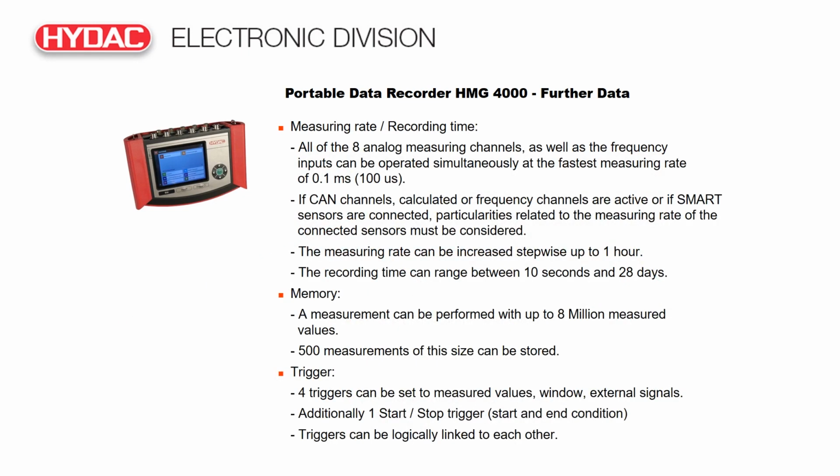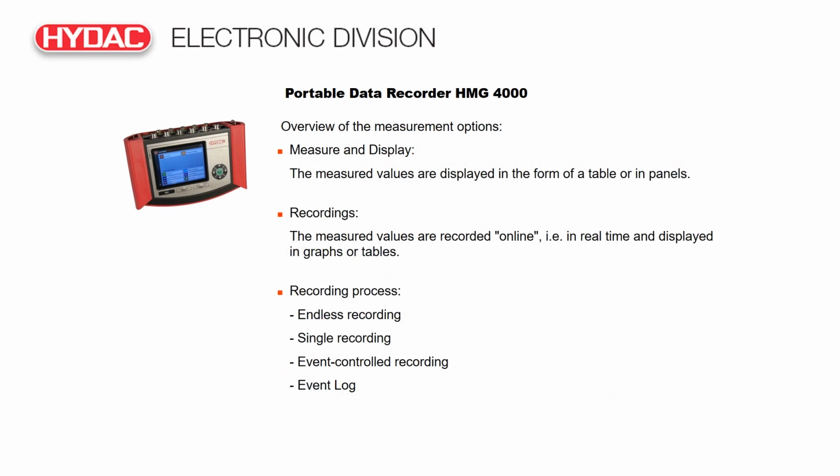For recording, the HMG 4000 can have a sample rate down to 0.1 millisecond. Our pressure transducers have a response time of 0.5 milliseconds, which the HMG 4000 is faster than, but for a pressure transducer, this is fast compared to others available. You can also set triggers for when you want recording to take place or to capture a specific value during diagnosing. You can view the recordings in a graph or table format.